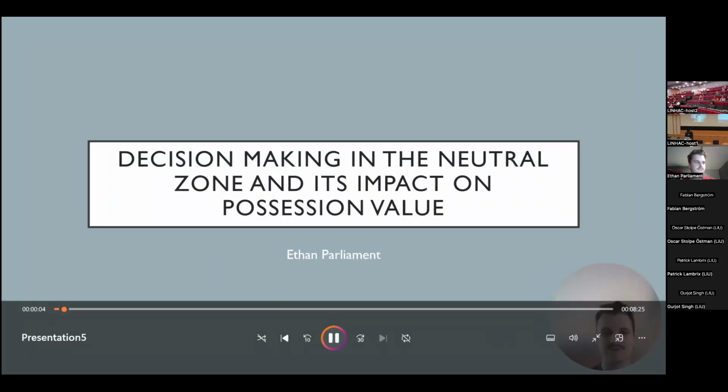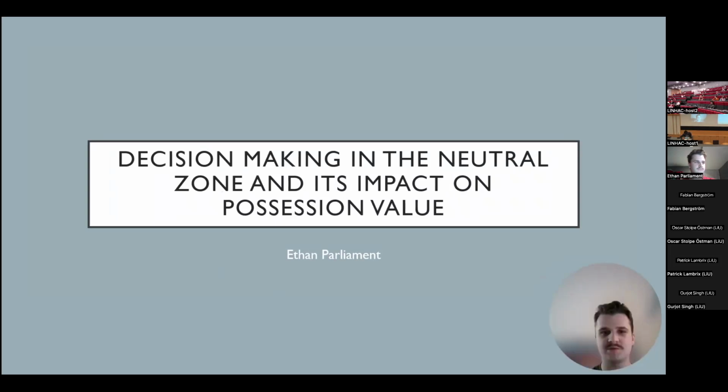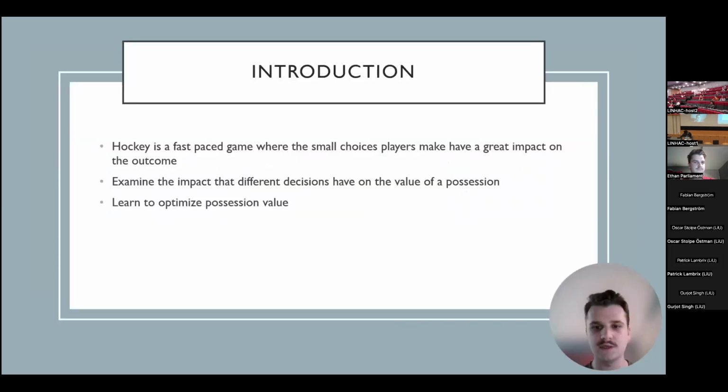Today I'll be talking about decision making in the neutral zone and its impact on possession value. In today's game of hockey, every single choice that a player makes can have a great impact on the outcome. In this research, we try to analyze the impact that each different decision a player makes to start the possession can have on the value of the possession. Hopefully we'll be able to learn how to optimize the possession value to allow greater success.